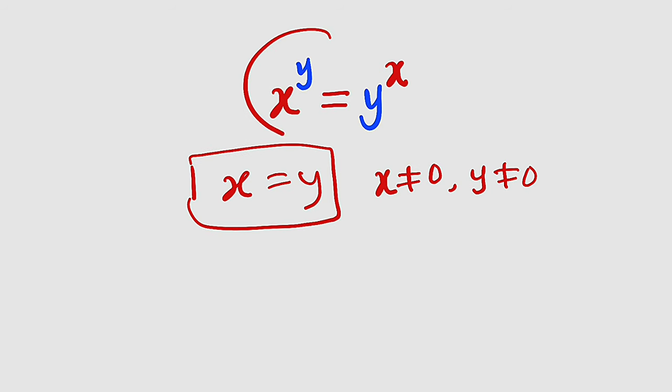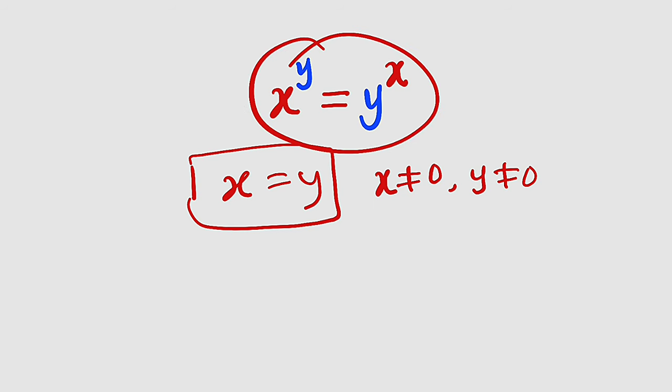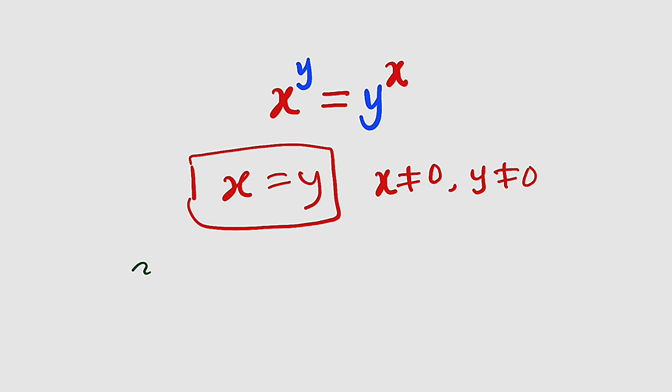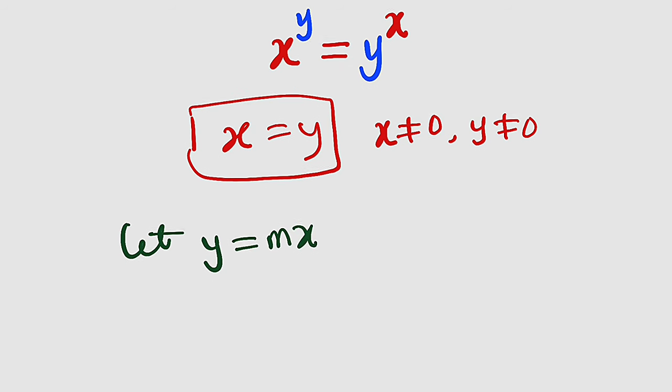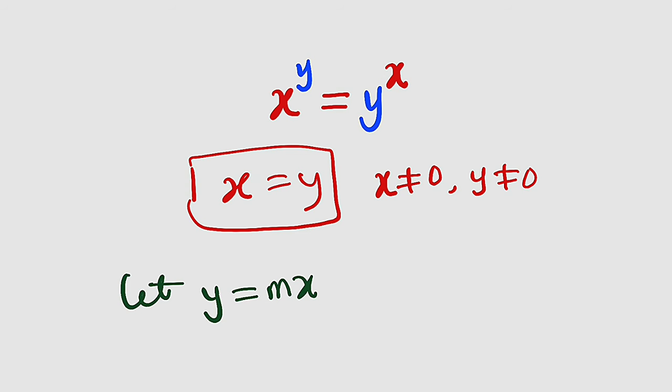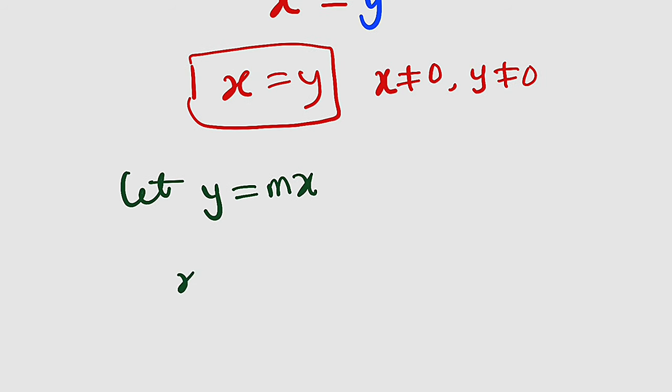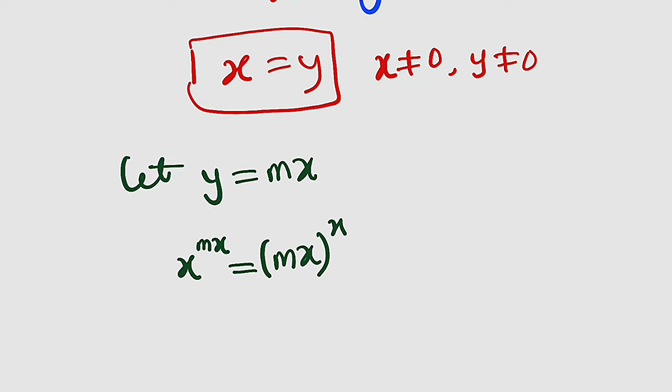Remember, suppose this equation is a one variable equation. You can just make that variable the subject. But since these are two variables, let us pick one and write it in terms of the other. So let's assume that y is equal to mx, for which this m is just an arbitrary constant. Wherever we have y, we are going to replace it with mx. So we have x to the power of y, but y is mx. This is equal to y, which is mx, to the power of x.